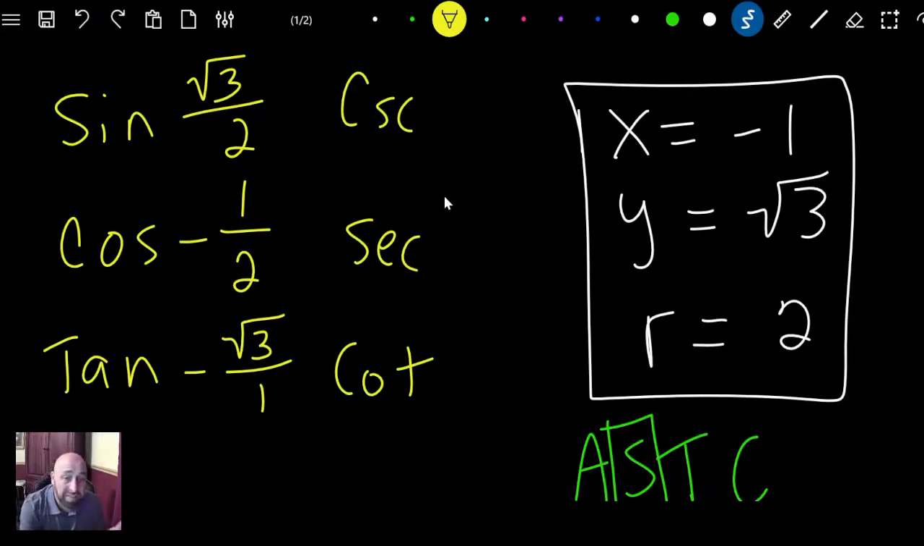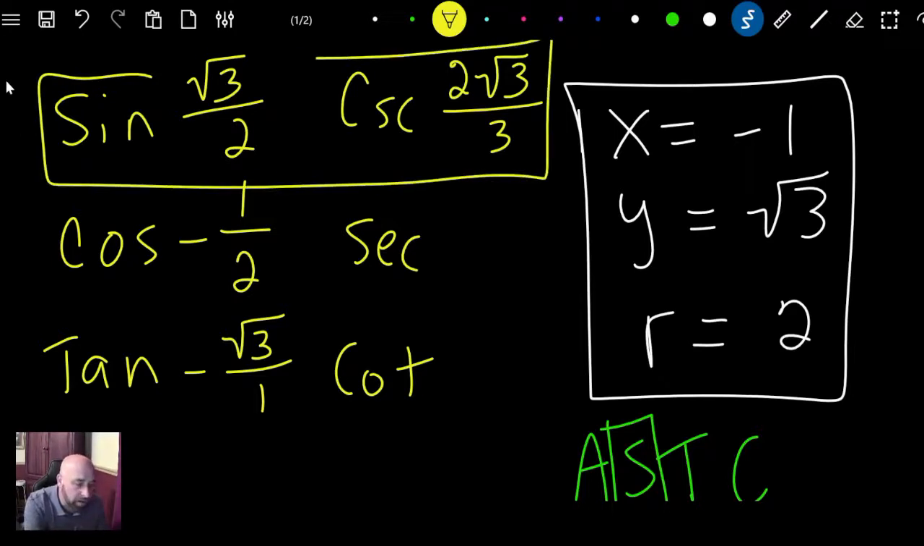For the cosecant, now this one's going to be just a little bit trickier, but what we're going to do here with the cosecant is we're going to do 2 over the square root of 3. Now that is not a good fraction, is it? All right, we've talked about that. We have to rationalize that denominator. So you would multiply everything by the square root of 3, and you would have 2 square roots of 3 over 3.